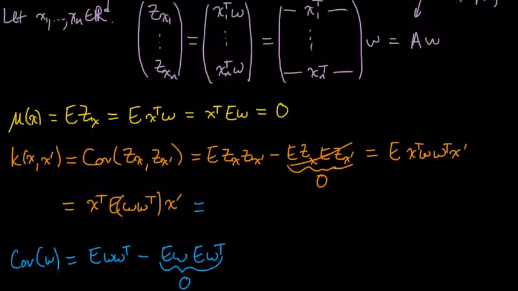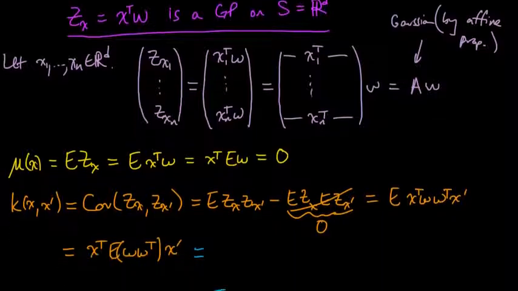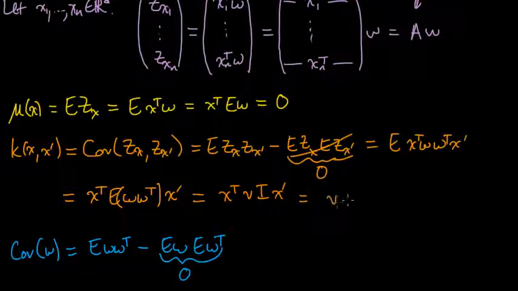And what is the covariance of W? It's V times the identity. So we get x transpose V I x prime. Let's go ahead and pull the V out. V is just a constant. And we get V x transpose x prime. Beautiful. Nice and simple.